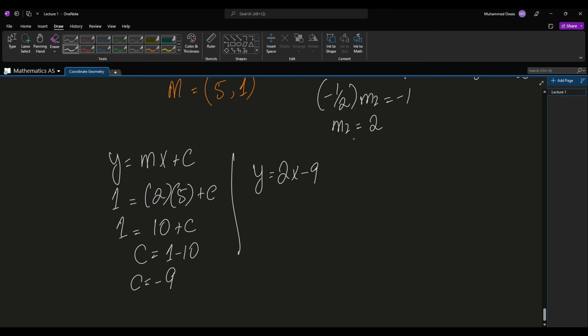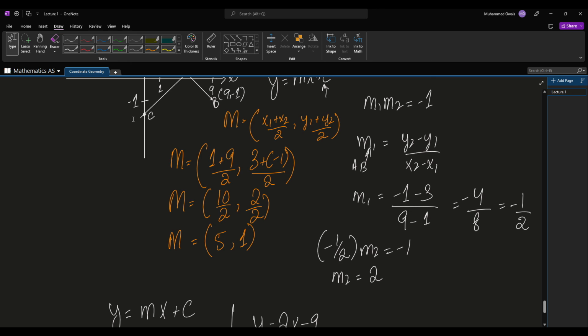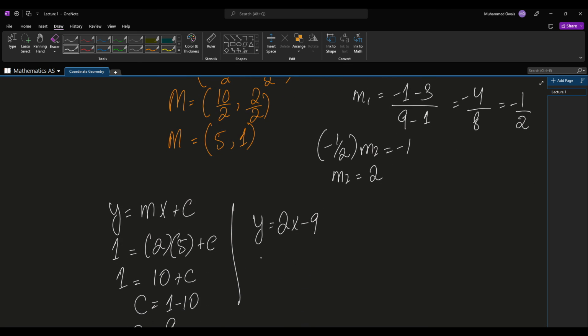But we don't need to do anything further because this minus 9, as we know, is the coordinate of this point. The y-intercept is the place where x is 0. So we already know the answer, which is C is (0, -9). This is how we found the C coordinates.